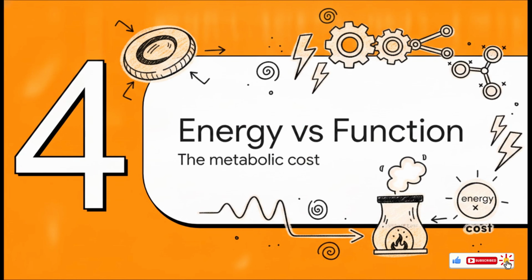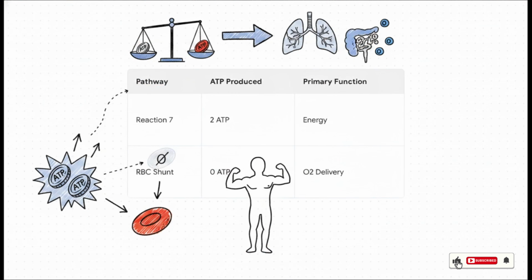Section 4. Trading energy for function. There is a real cost to this detour. When the red blood cell takes this shunt to make 2,3-BPG, it bypasses the phosphoglycerate kinase reaction entirely. This means no ATP is produced during this step. Eventually, the 2,3-BPG is converted back into 3-phosphoglycerate and it rejoins the main glycolytic path. But notice the incredible result here. The red blood cell trades energy for function. It sacrifices the ATP it could have made so that it can ensure your tissues get enough oxygen. This is a beautiful example of biological prioritization.